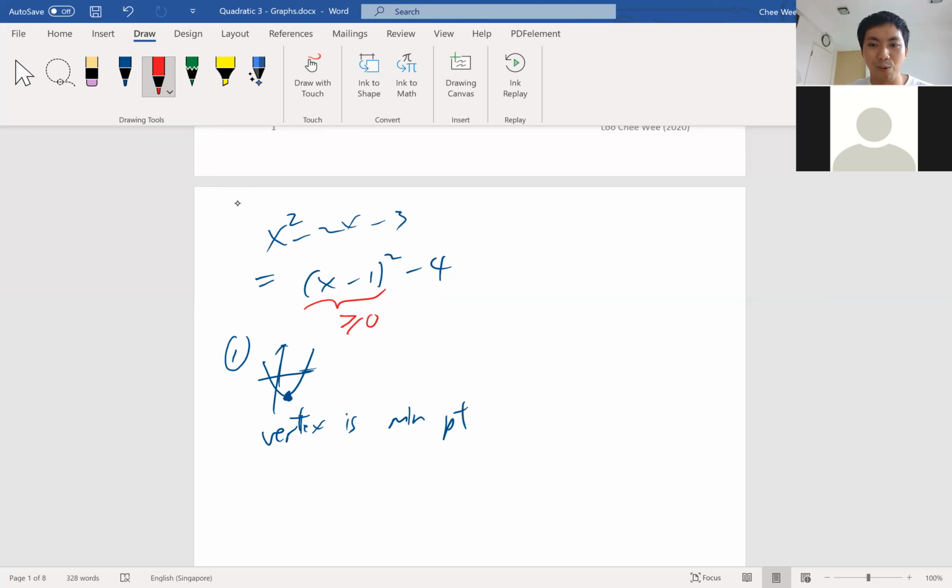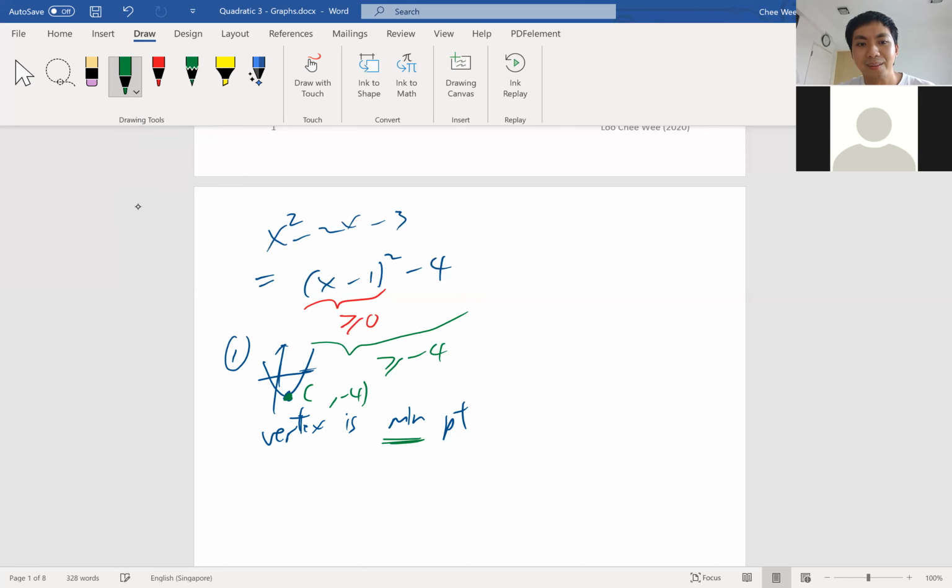Then if you take something that is always greater than or equal to zero, minus 4, overall this entire expression must be greater than or equal to minus 4. If you take something that is perpetually 0 and above and you lower it by 4 units, then it has to be greater than or equal to minus 4. Which means that the y value is always minus 4 and above. So the vertex, which we have declared to be the minimum point, has a y value of minus 4.